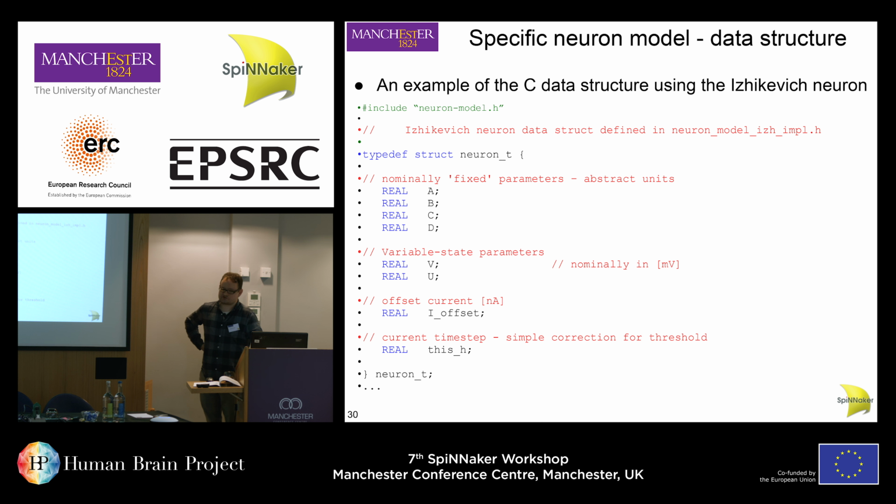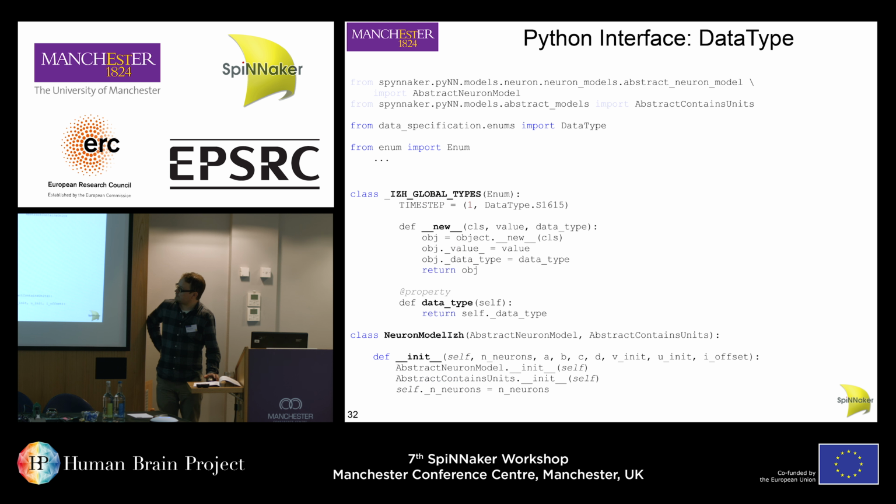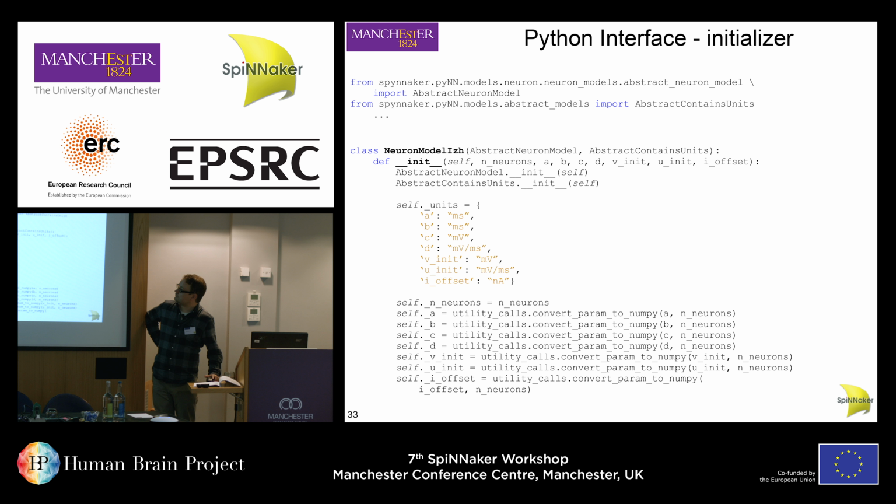So, we saw this slide earlier. This is the data structure for the Izhikevich neuron in the C code. And this is what you'll see if you go and look at the Izhikevich neuron in the Python code. You will see that, first of all, a data type is defined with each of the different variables in it and their data types. So here we have data type S1615, as Michael was describing earlier. You define a global type here as well. Then you build the class for your neuron model, so you feed all of the parameters in and convert them, as I described on a previous slide.